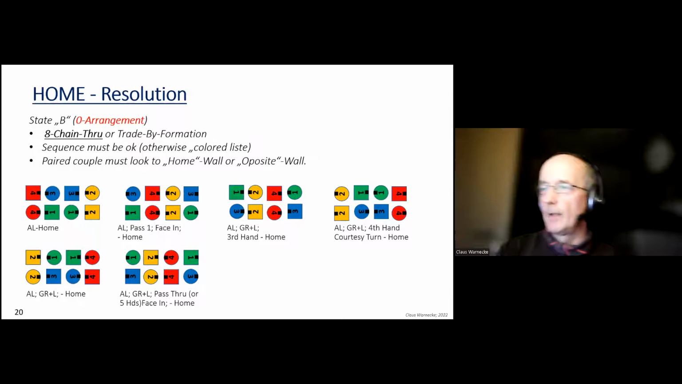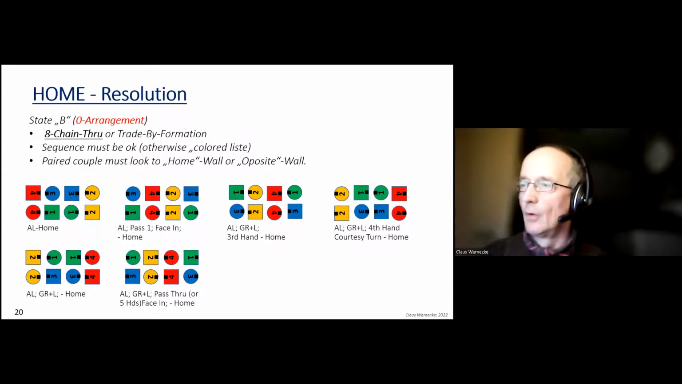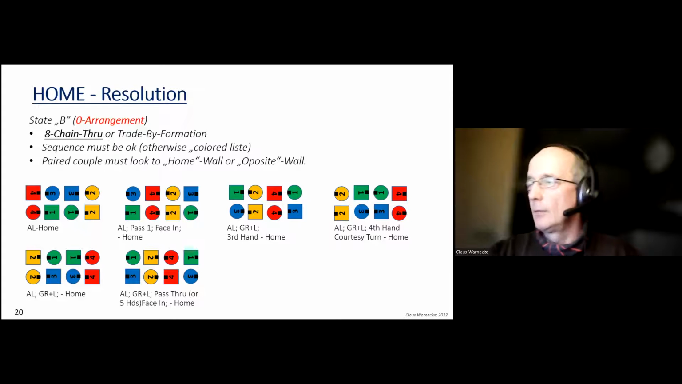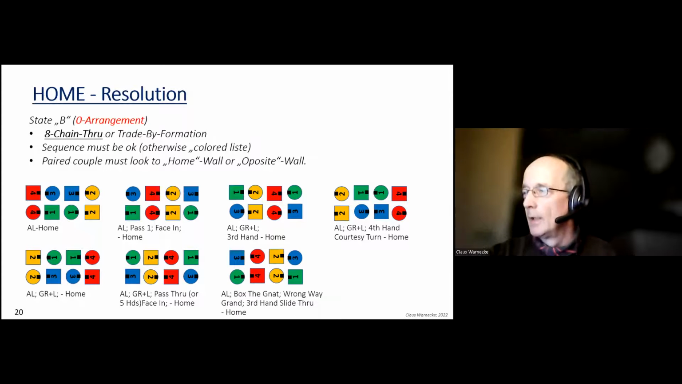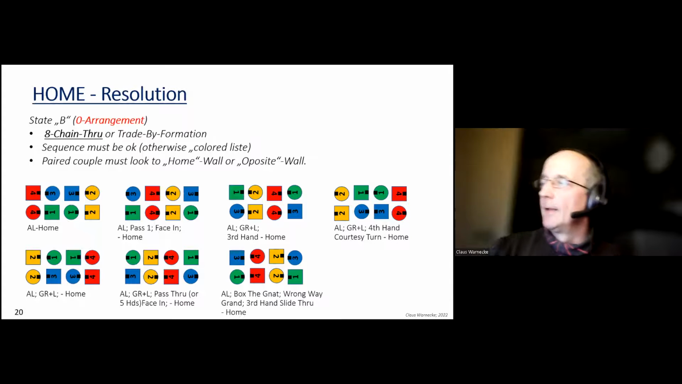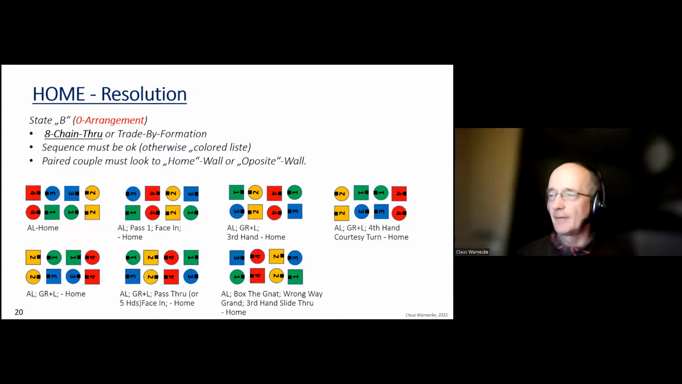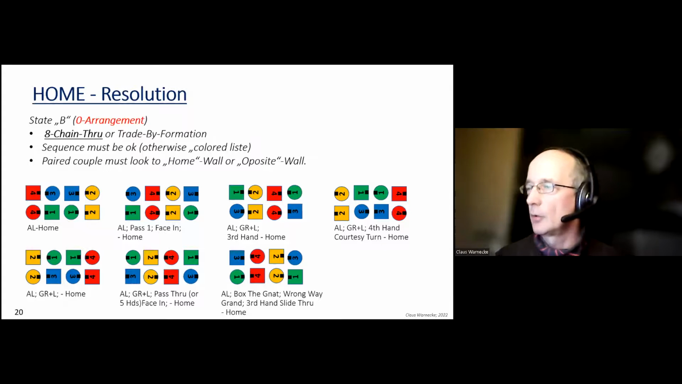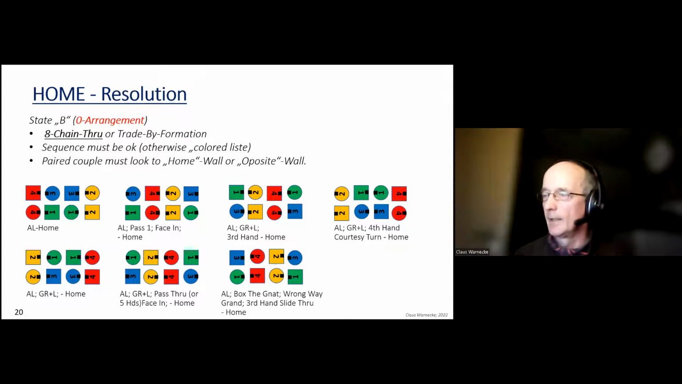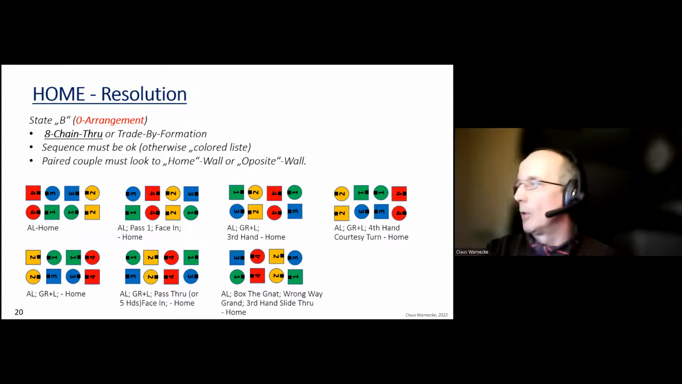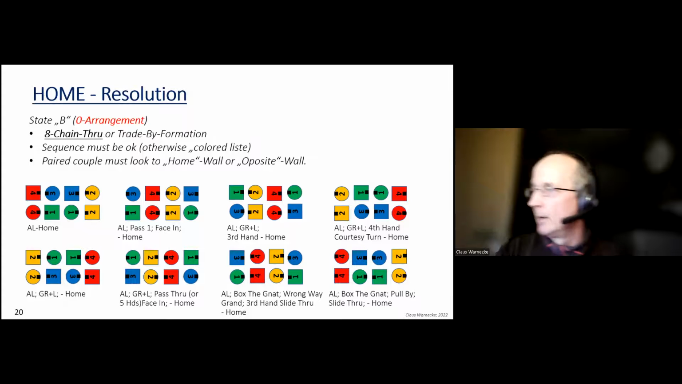This could be an element left, grand right and left, 5 hands, or grand right and left, and at the end pass through, face in. This could be grand right and left, element left, grand right and left 6 hands, or I do the shorter one, element left, box the gnat, wrong way grand, and on the third hand slide through and you're home also. And that's nearly the same.